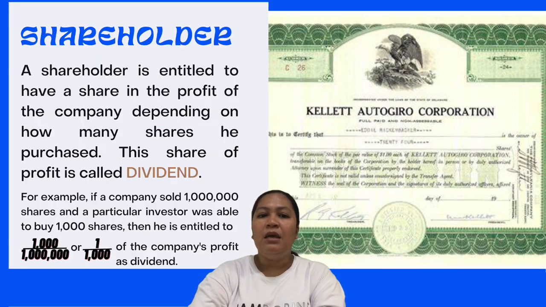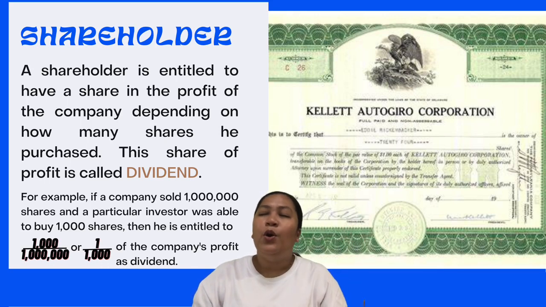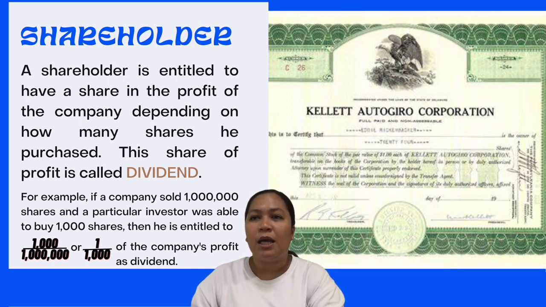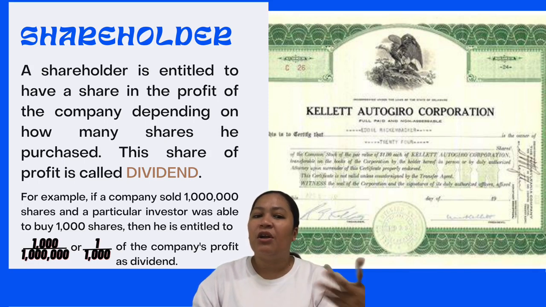Okay? Next is a shareholder. What we have been discussing is the share itself, or the stock, the certificate. Now, what is a shareholder? Of course, you probably understand it already. A shareholder is the person who is entitled to a share in the profit of the company depending on how many shares he purchased, and this share is called dividend.